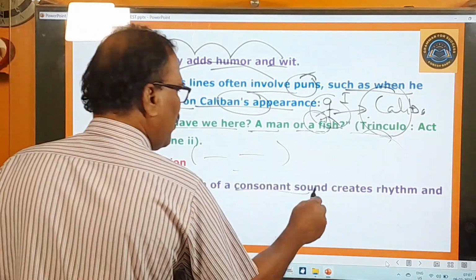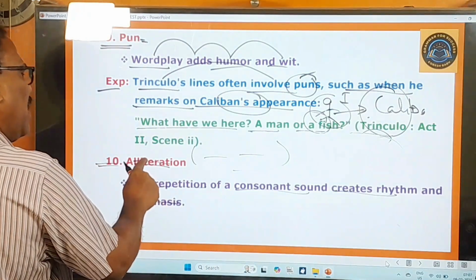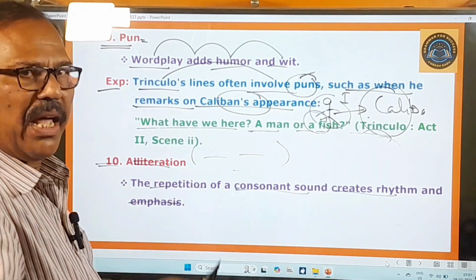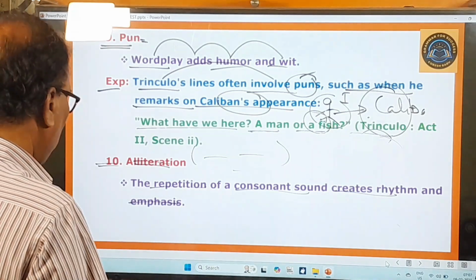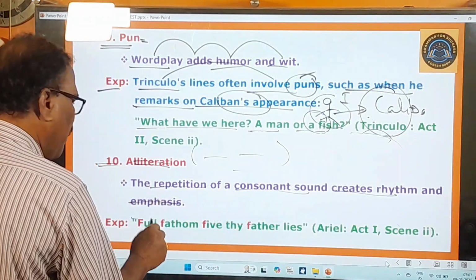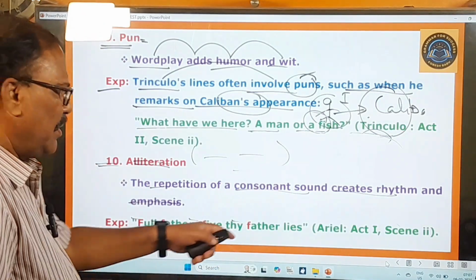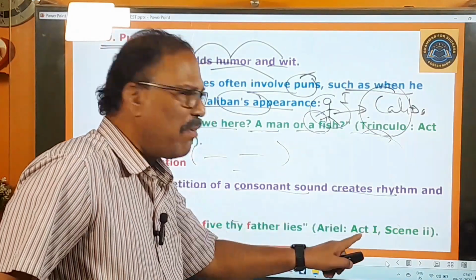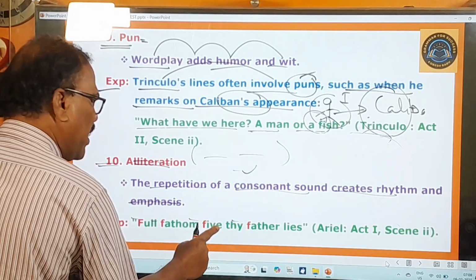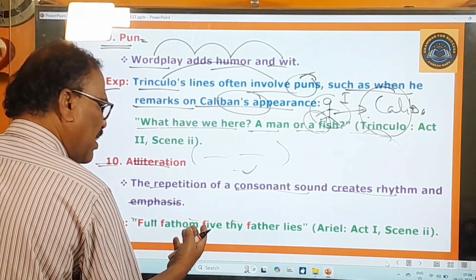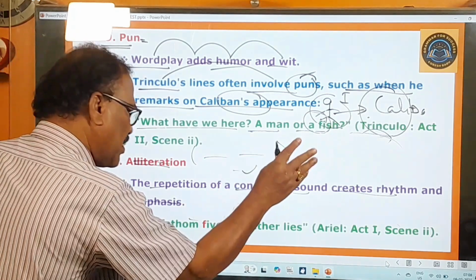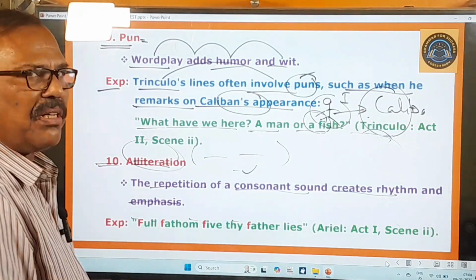Let me give you one example. The repetition of a consonant sound creates a rhythm and emphasis. Generally, if alliteration is made use of, it gives some kind of rhythm and emphasis in that line or sentence. Let me give you one example to make you understand this. Full fathom five thy father lies. See, fa, fa, fa, fa. These are the words spoken by Ariel in Scene 2 of Act 1. F is a consonantal sound. This F is repeated, giving some kind of rhythm, emphasis, and beauty to the sentence. Read it again: full fathom five thy father lies. So this is called alliteration.